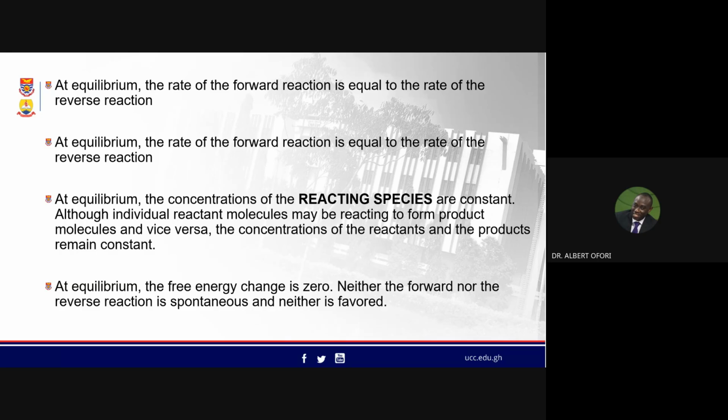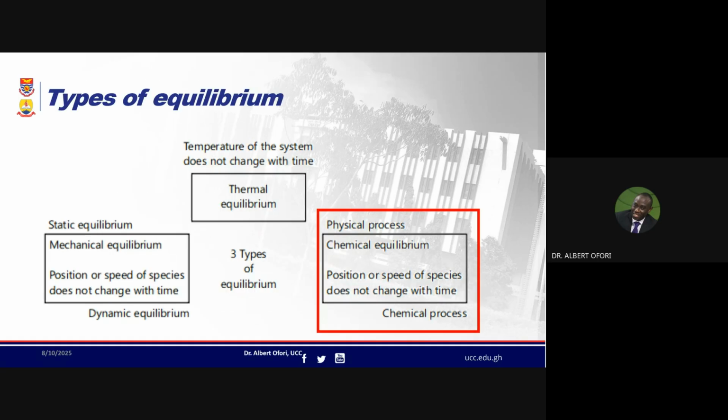Let's look at equilibrium in general, the totality of what equilibrium is all about. If we talk of equilibrium, we can group it into 3 types. General equilibrium, not just chemical equilibrium. We can talk of the thermal equilibrium, meaning heat kind of change.